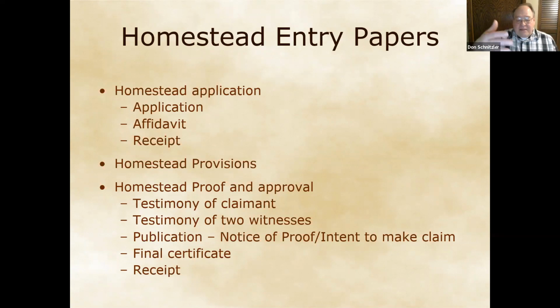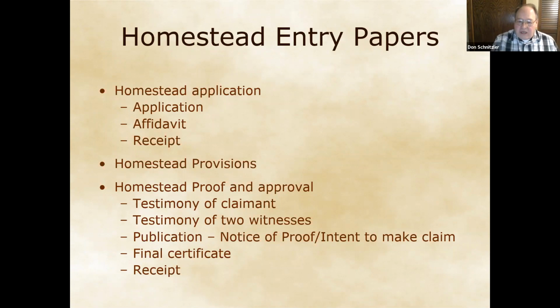So if you divide this up into a three-part process, the homestead application is the first part. There was an application where you went in and said this is the piece of property you want. There was an affidavit that the entryman, the person who was going to enter the homestead, had to swear to. And if you remember those provisions, you had to be 21 years of age, the head of a household, never have borne arms against the United States, and a citizen of the United States. So you had to sign an affidavit to that effect. And then you had to pay fees.